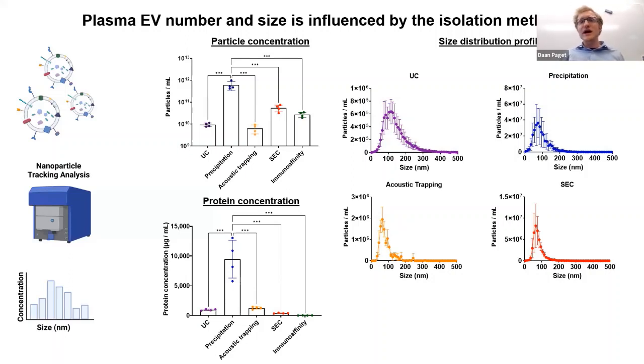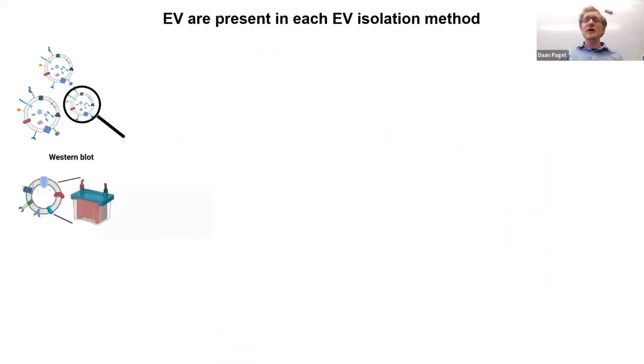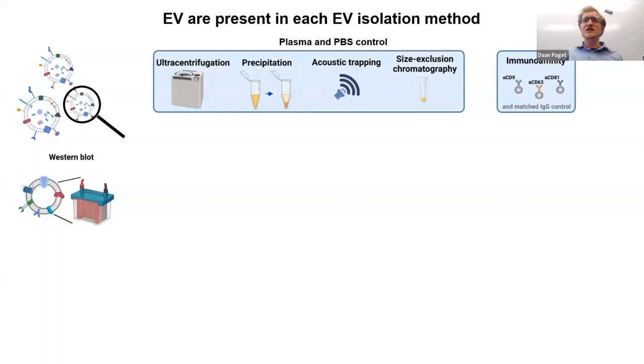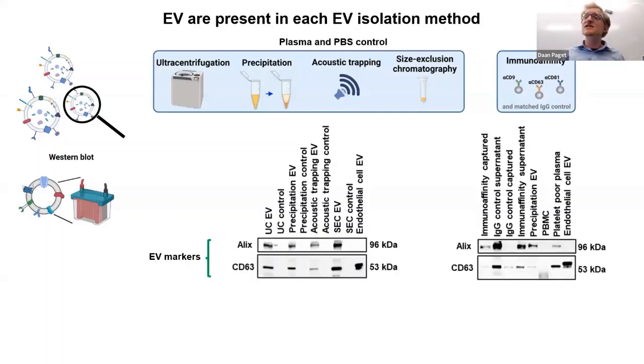So great. Following the typical NTA data analysis, we then looked at Western blot to confirm that we had extracellular vesicles present. We looked at both plasma and PBS control to see if there was a signature from the method itself. That was mainly a concern with precipitation and, for example, acoustic trapping. Then we isolated the extracellular vesicles and looked at two extracellular vesicle markers, ALIX and CD63. We all know that blotting for extracellular vesicles is quite a challenge.